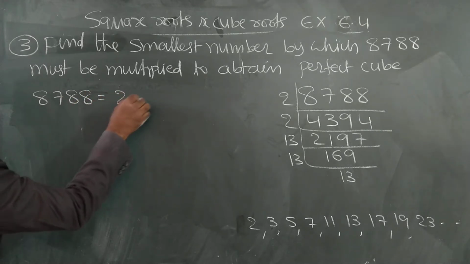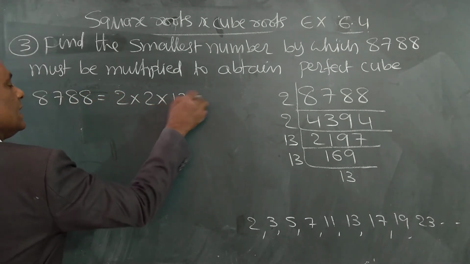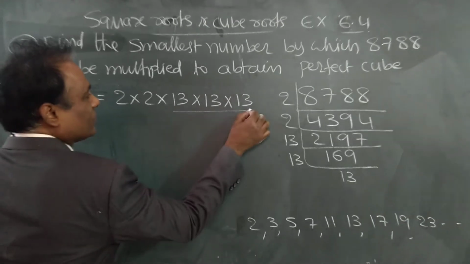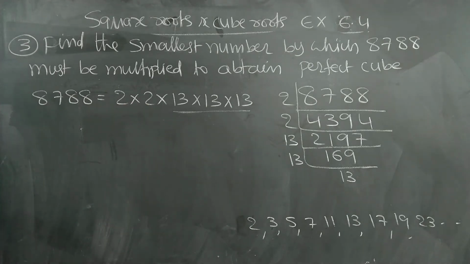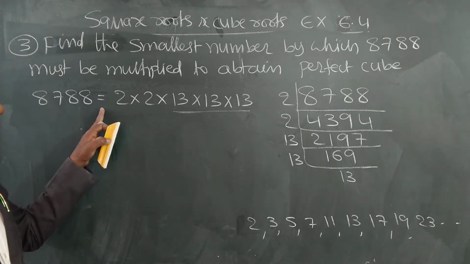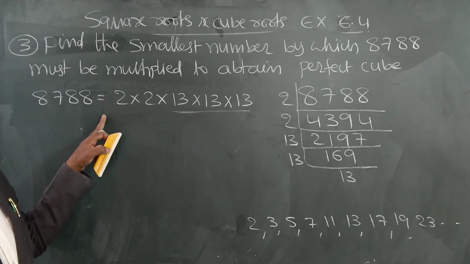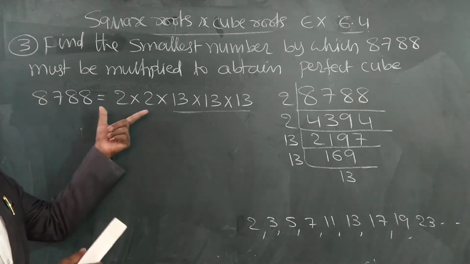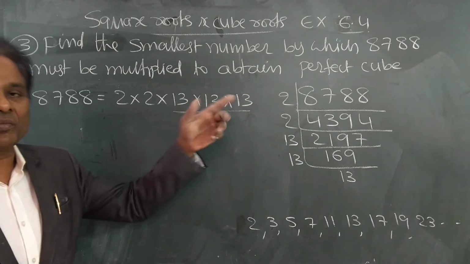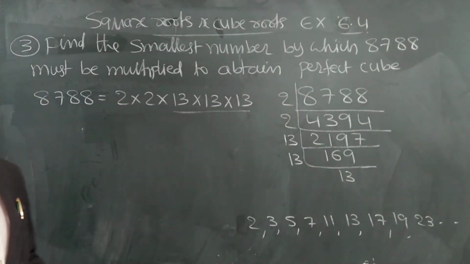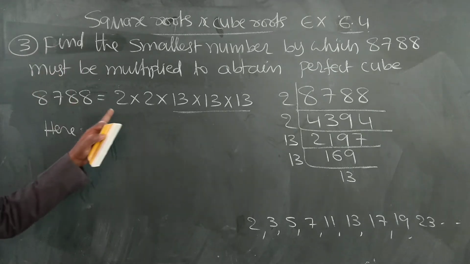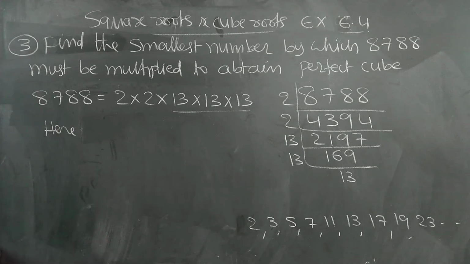So 8788 is 2 into 2 into 13 into 13 into 13. Now see, this is a group of 3. This is not a group of 3. What we require is one more 2. If this is multiplied with 2, then 2, 2, 2 also becomes a group of 3. Then it is a perfect cube. This is not a perfect cube because, of course, 13 is repeated 3 times, but 2 is not repeated 3 times. So here, how to make it a perfect cube? We require one more 2. Multiply with one more 2.